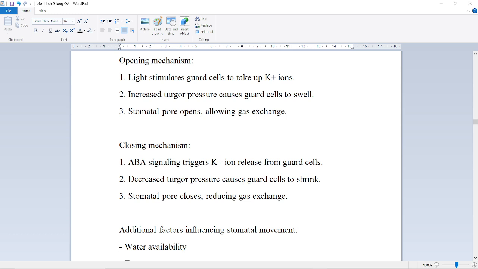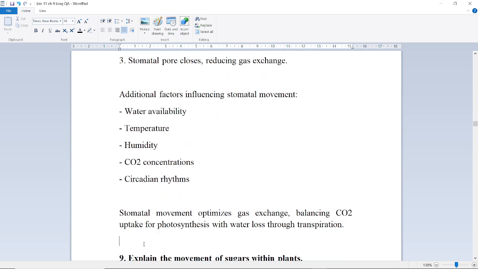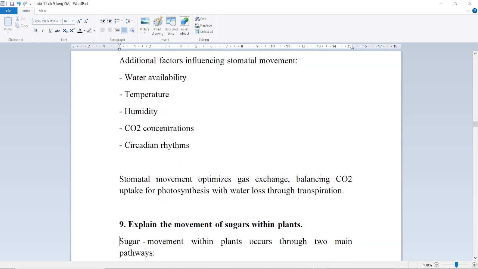Additional factors influencing stomatal movement include water availability, temperature, humidity, carbon dioxide concentration, and circadian rhythm. Stomatal movement optimizes gas exchange, balancing carbon dioxide uptake for photosynthesis with water loss through transpiration.